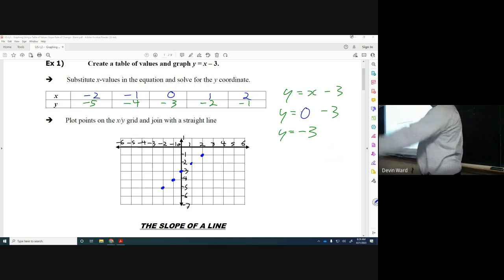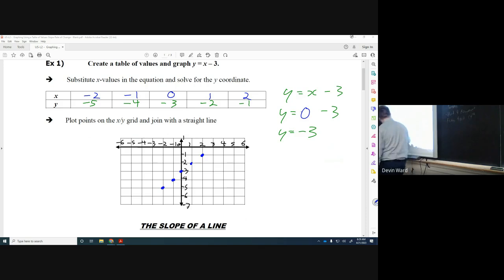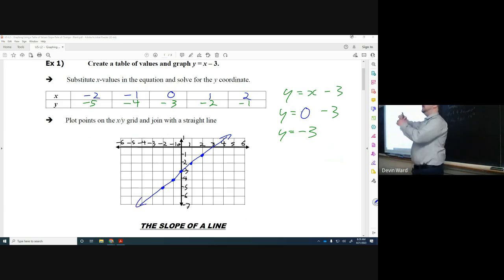So this is where the rulers come into play. If you want to borrow one, you can. But you just draw a straight line that connects all your points together. And then we like to put some arrows on the end to show that this line keeps going on forever in both directions. So even though we only did 5 points, the line extends on forever to positive infinity and to negative infinity.